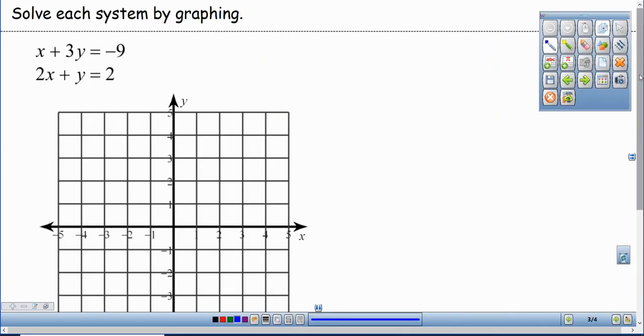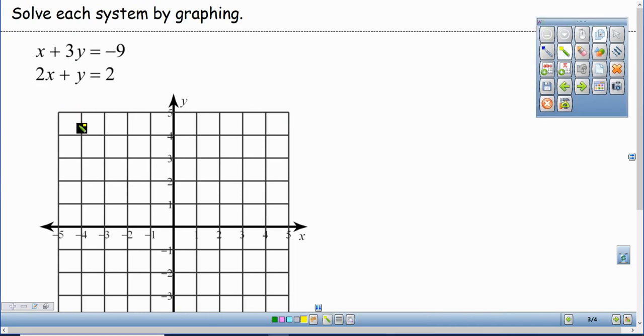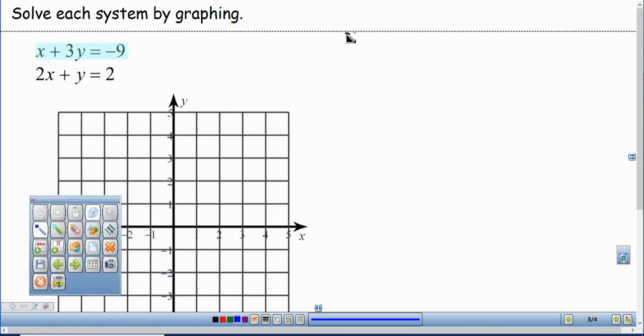Here's one where they're not in slope-intercept form. So let's go ahead and take a look at that one. So this is my blue equation. I need to rearrange that. So x plus 3y equals negative 9.